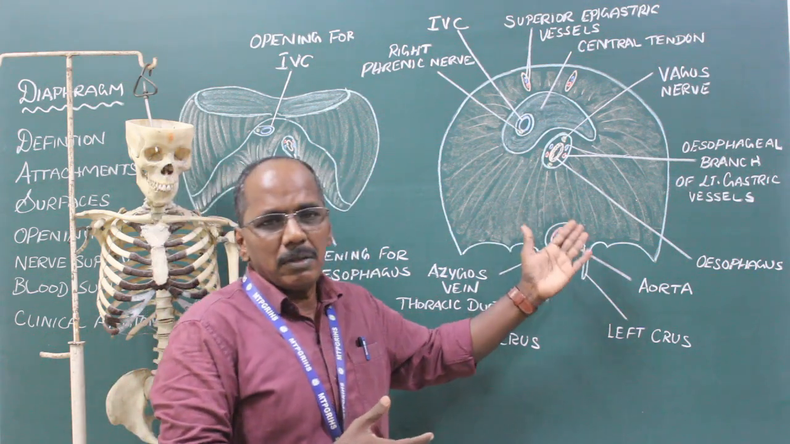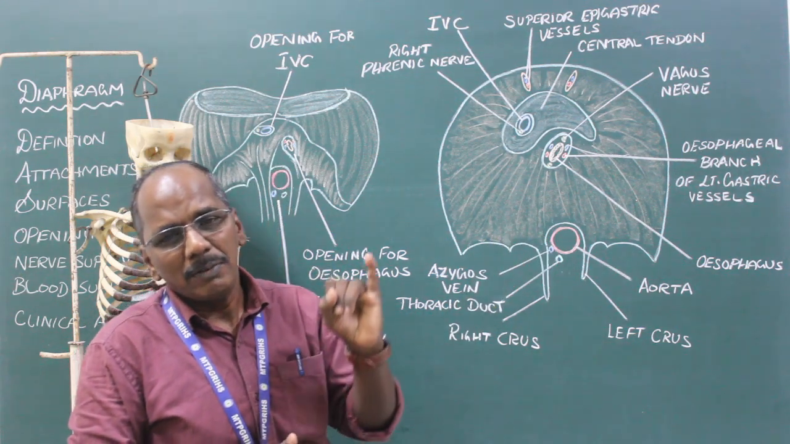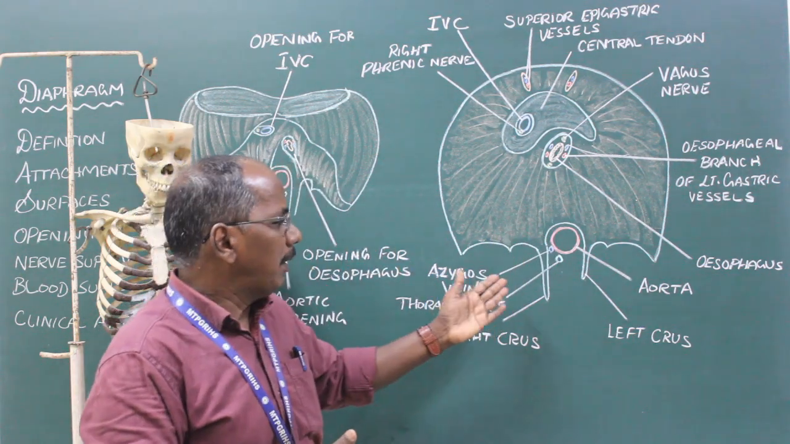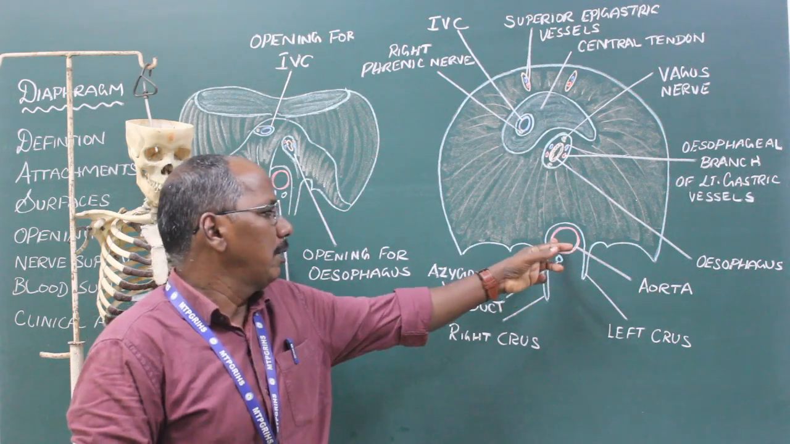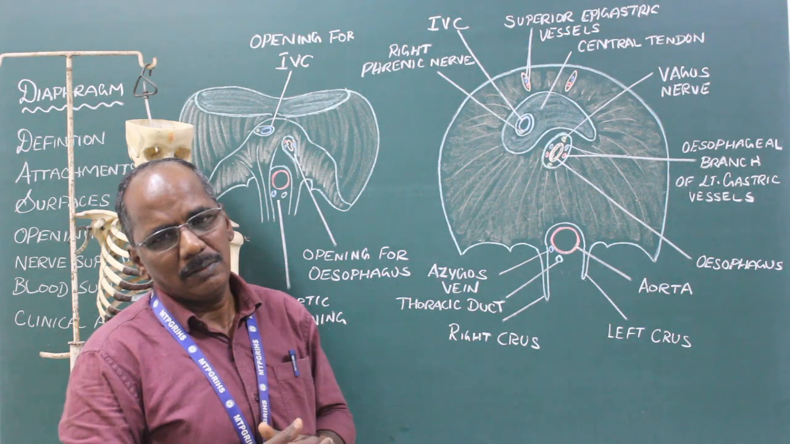The structures passing through the opening for aorta include: number 1, aorta; number 2, azygos vein; number 3, thoracic duct. Aorta, azygos vein and thoracic duct.